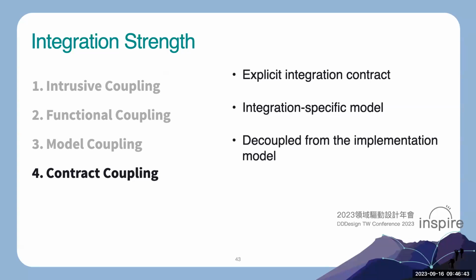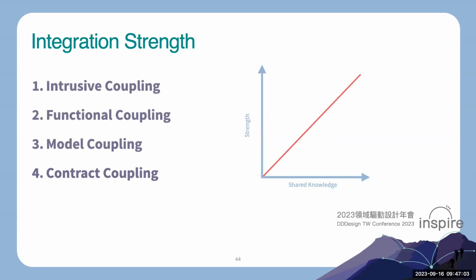These patterns are introducing sort of a model of a model, an integration-specific model that is decoupled from the model that is used for implementing the business logic, the operational system within a bounded context. So these are the 4 levels of integration strength.